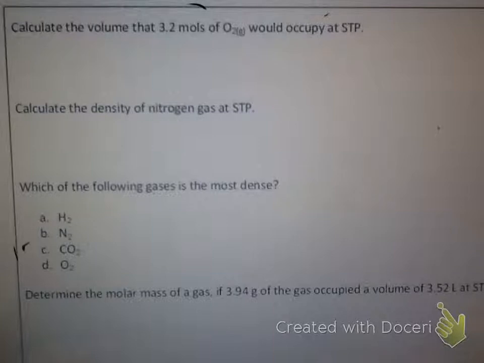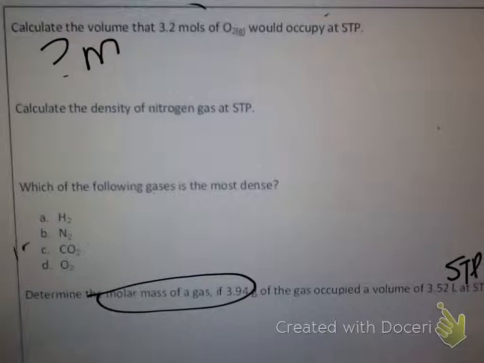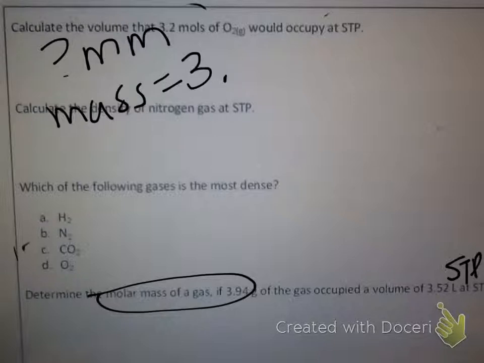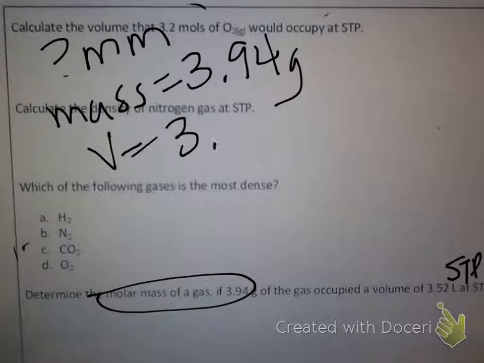Let's look at the next one. It says, determine the molar mass of a gas if 3.9 grams of the gas occupies a volume of 3.52 liters at STP. That should say STP there. Determine the molar mass. So I don't know what the molar mass of a gas is, but I'm given the mass of the gas, 3.94 grams, and we're given the volume. The volume of the gas is 3.52 liters, and we're at STP.